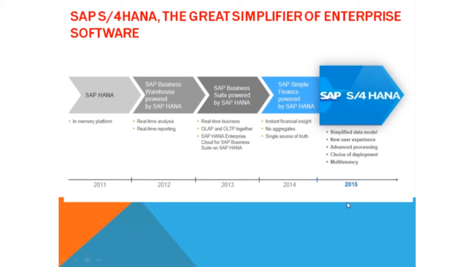And now S/4HANA, February 3rd, 2015, SAP launched in New York the official S/4HANA. It has a simplified data model, new user experience based on the customization, based on their user needs, and then advanced processing, choice of deployment, and multi-tenancy is basically also there.